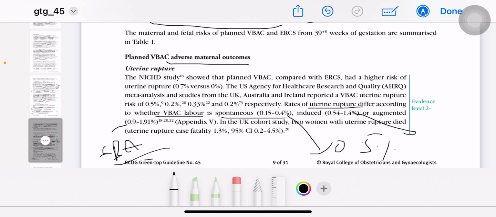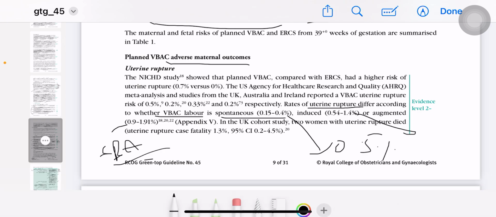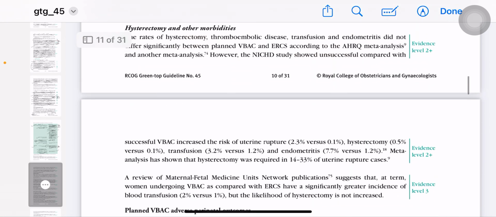If the patient goes into spontaneous labor, the chance of rupture is 0.5%, and if you are planning for induction, the risk is a bit increased, 0.5 to 1.4%, with augmentation 0.9 to 1.9%. You have to memorize these percentages.